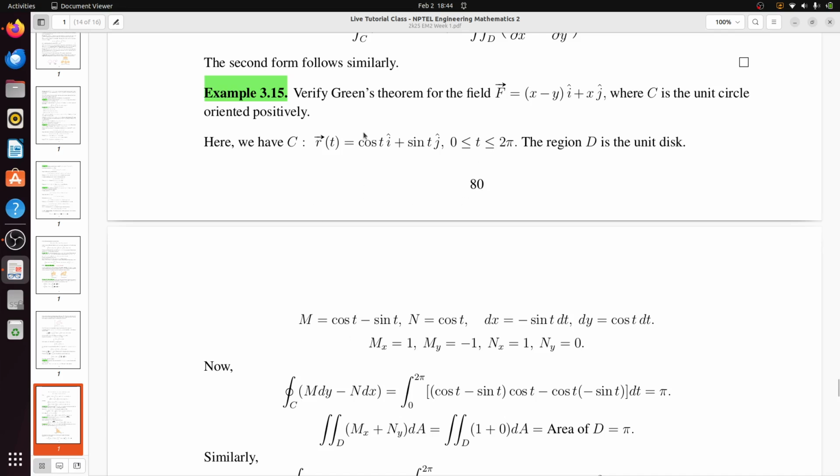Okay, so what is your x? Your x is now cos t, your y is now sin t. So your function M(x,y), that is x minus y, will be cos t minus sin t. And what will be your N? Your N will be nothing but cos t, because this just contains x. What will be your dx? Your dx will be minus sin t dt. Your dy will be cos t dt, because you are just taking the derivative of cos t and sin t. Okay, so next you need to compute M_x, M_y and N_x, N_y.